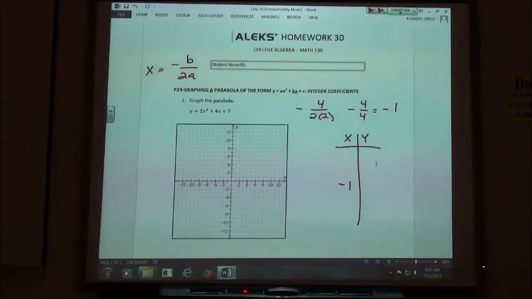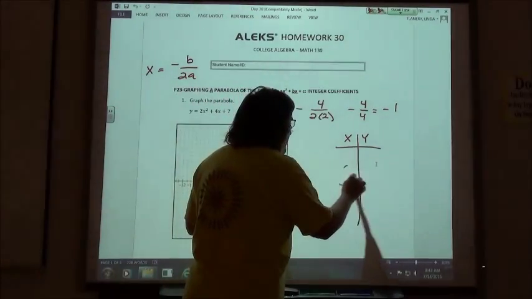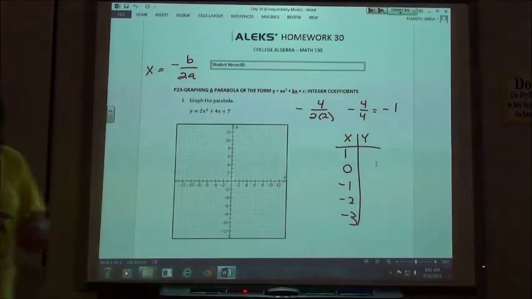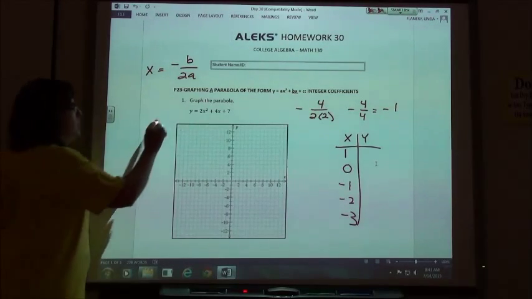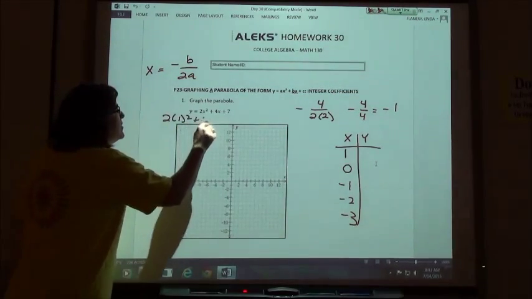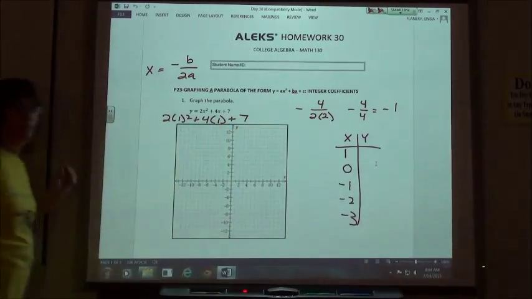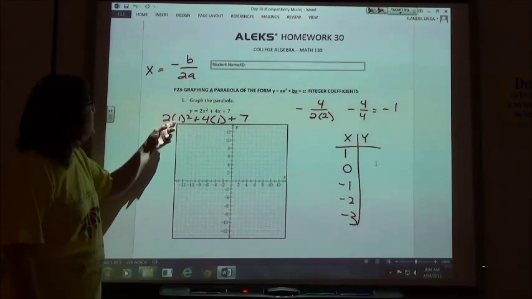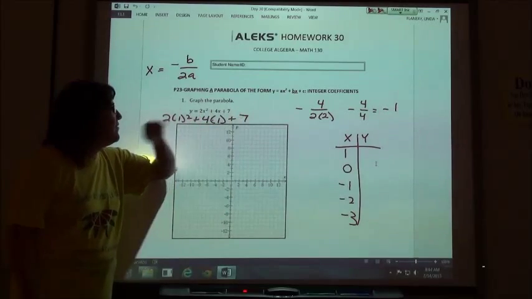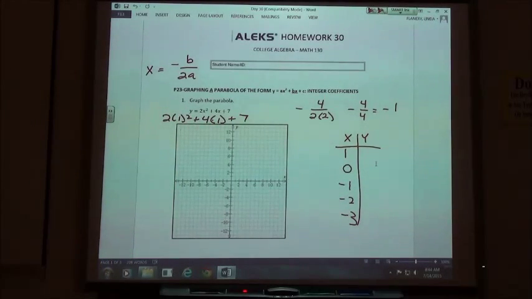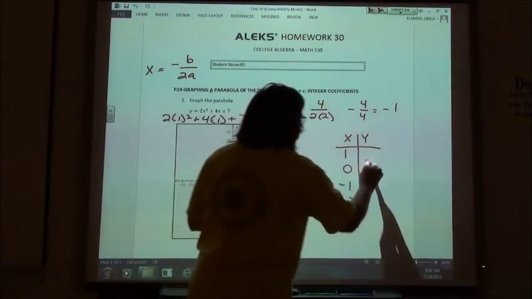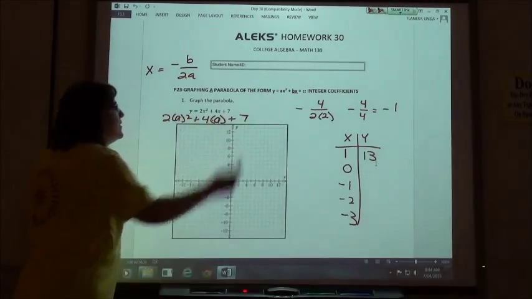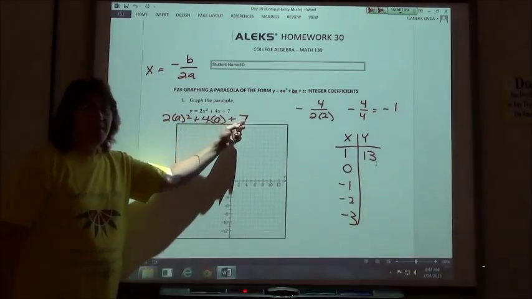Then you want to do 2 points on each side of that. So 0, 1, negative 2, and negative 3. And then basically just putting your things in for x and solving. So I would do 2 times 1 squared plus 4 times 1 plus 7. I'd probably just grab my calculator, but since I've got ones, that's probably easy enough to do. 2 plus 4 plus 7 would give me 13, right? And then I'm going to do the same thing, only I'm going to put zeros in for my x's. So that would be 0, that would be 0, I would get 7.